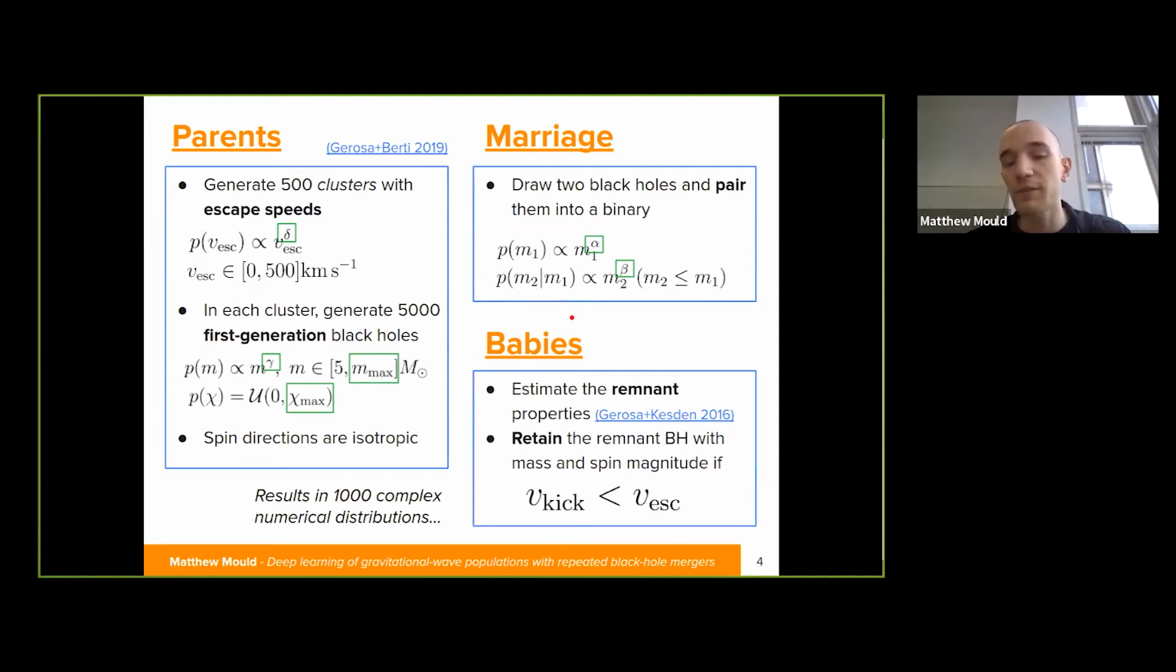Now, to compute the remnants of binary mergers, we use some numerical relativity fitting formulae. And crucially, this allows us to compute the mass and spin magnitudes, which we retain, and also the kick velocity. And so if that kick is less than the escape speed, the merger product is retained in the cluster and it can go on to merge again. And so this parametric model of binary black holes is transformed into complex numerical distributions through the presence of this remnant retention and repeated mergers.